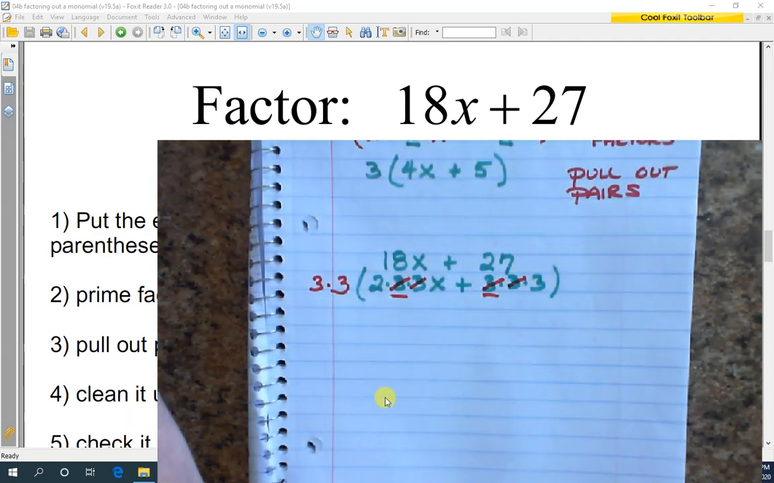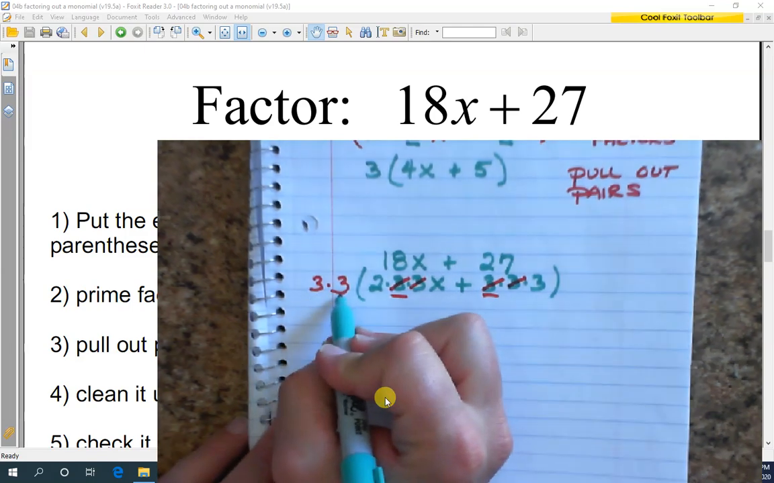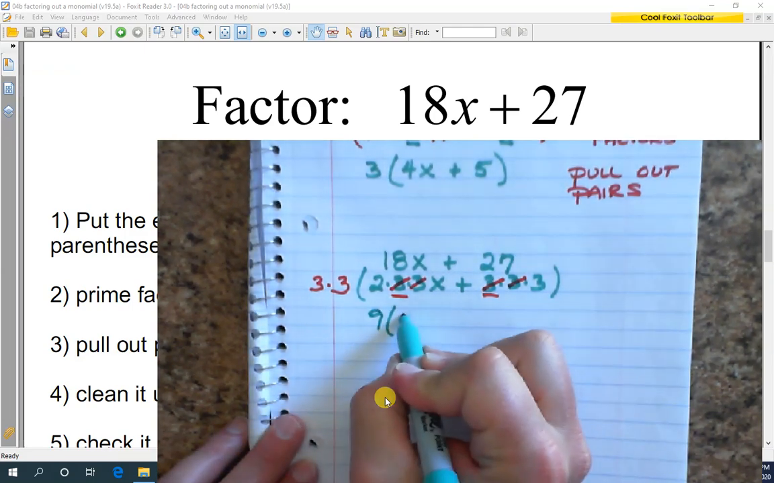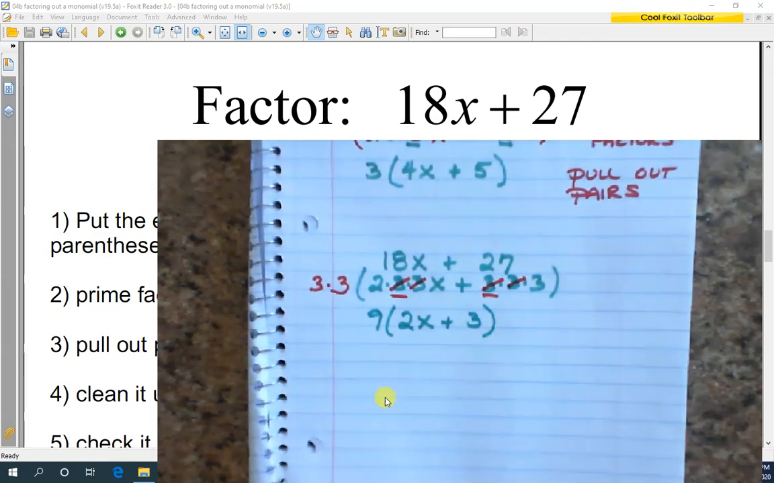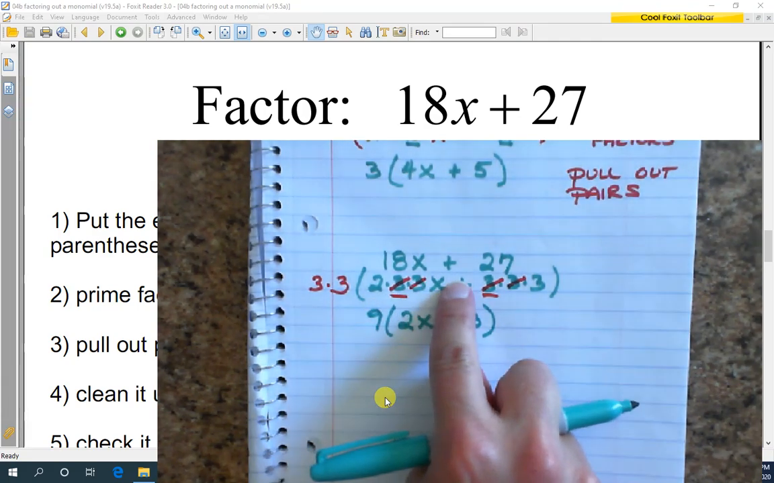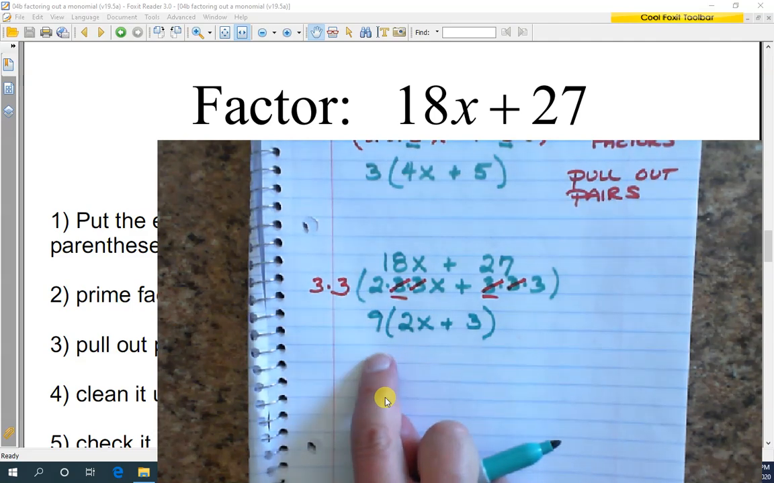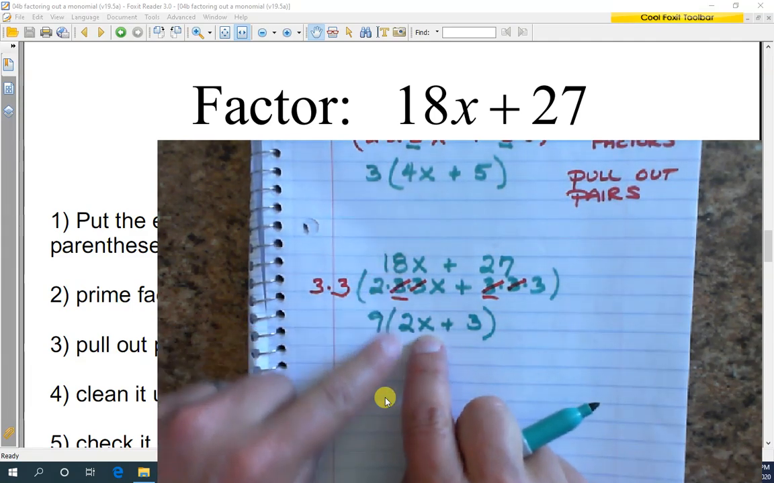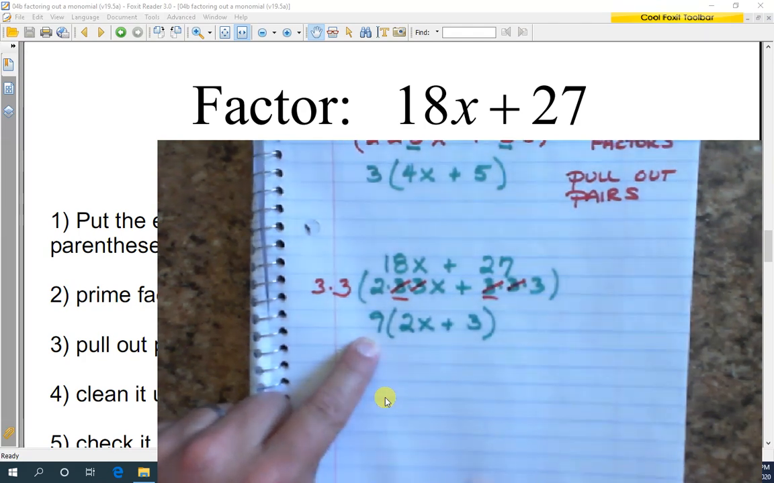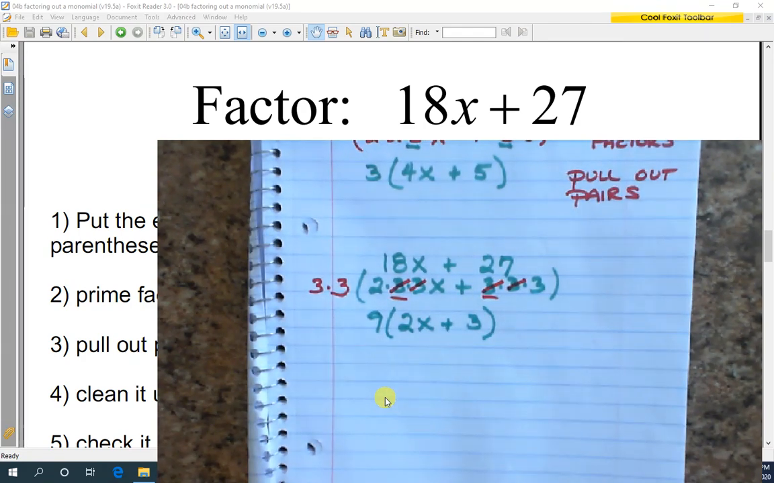Now I'm going to clean it up. What am I left with? I have 3 times 3, which is 9. 2x plus 3. So 18x plus 27 is the same thing as 9 times 2x plus 3. Let's see, does it work? 9 times 2, 18x. 9 times 3, 27. So I lay out all those factors, and then I pull out the pairs.